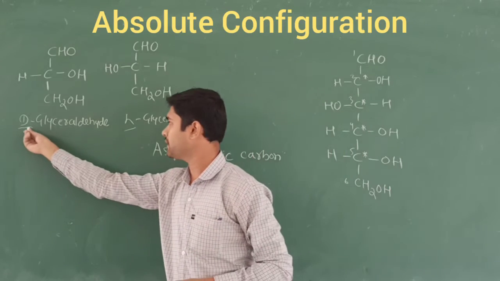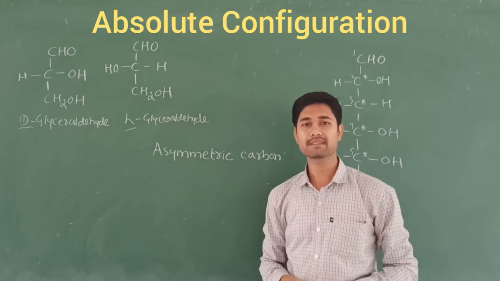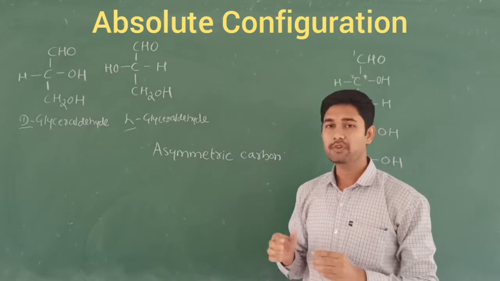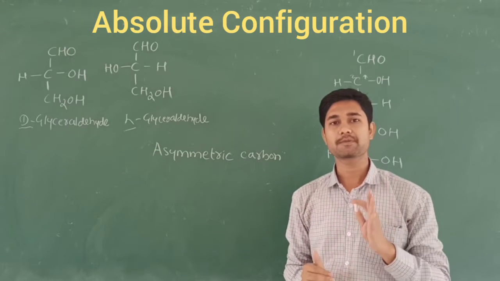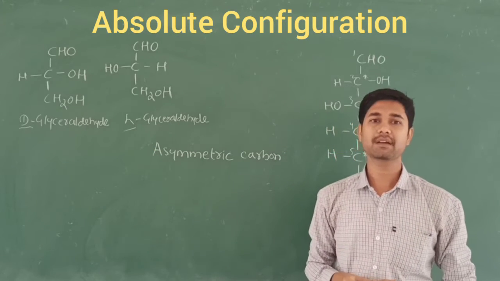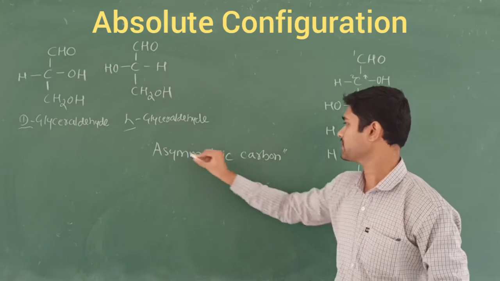That is the capital letter D and capital letter L. What it does is, we are introducing this system based on the position of the substituent group on the asymmetric carbon atom. So this is the asymmetric carbon atom.